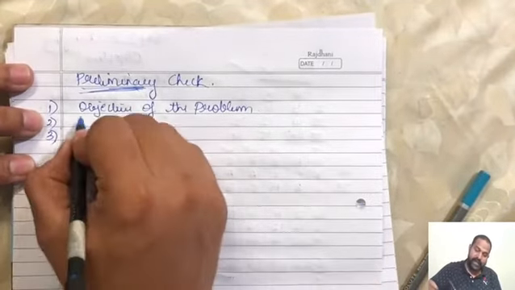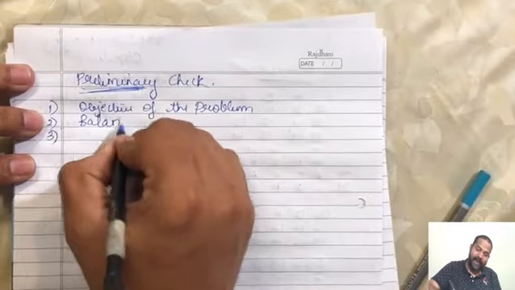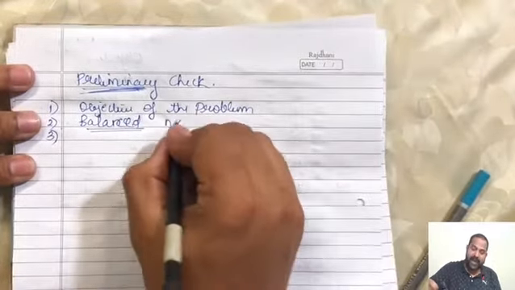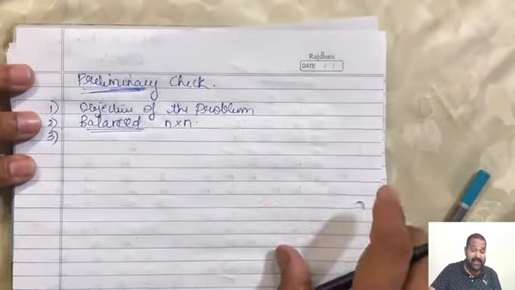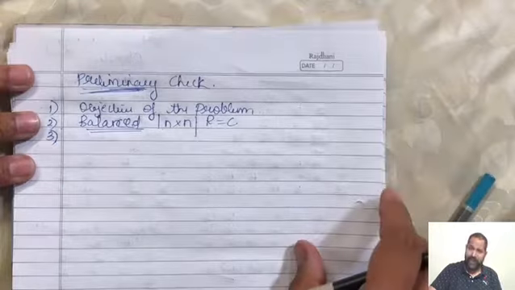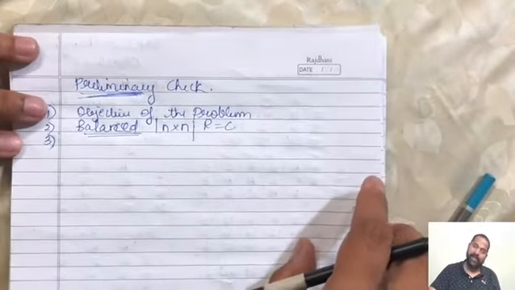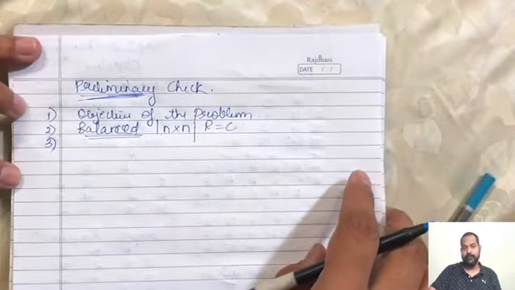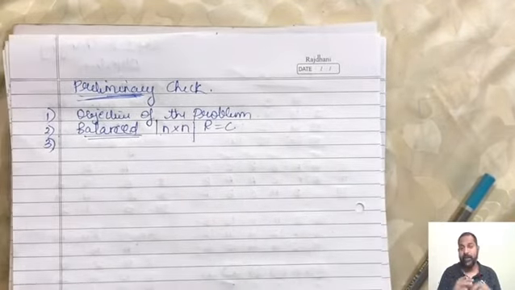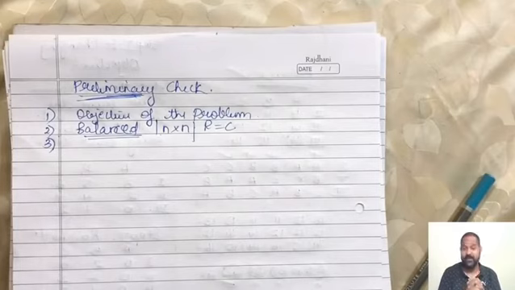Step 2, is the problem balanced? Which means, is it an n cross n matrix? Is the number of rows equal to the number of columns? If yes, fantastic. Problem is balanced. Move ahead. If not, add a dummy row or add a dummy column and balance the given problem.